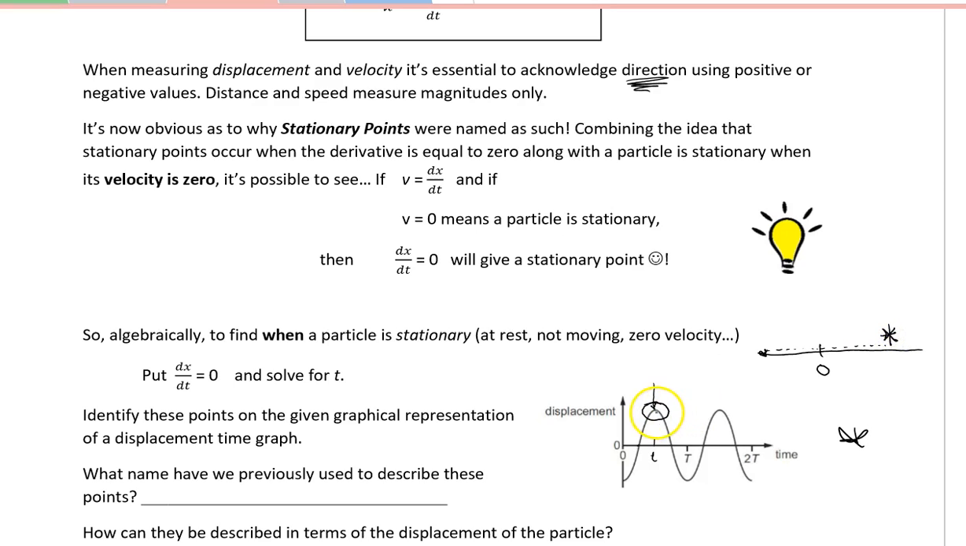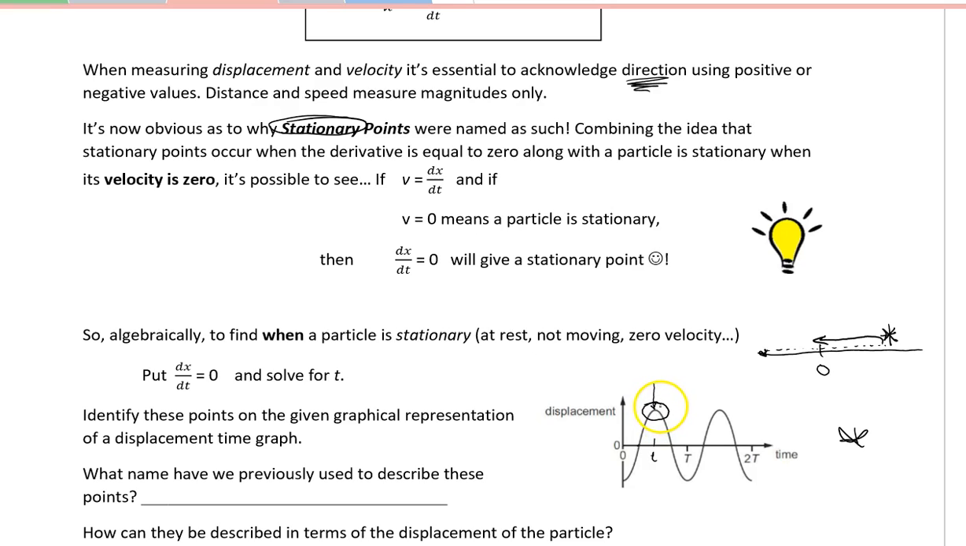Now, what is the particle doing? There's a few things it's doing. We know it's going to head back. What does it have to do before it can actually head back? One is it must stop. It's another word for stop. If you stop, you are stationary. And it is no coincidence that we've been calling these stationary points.